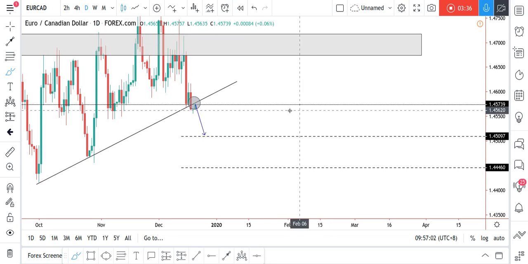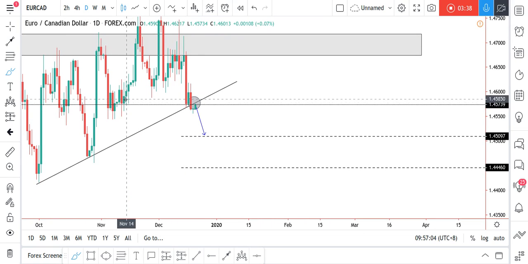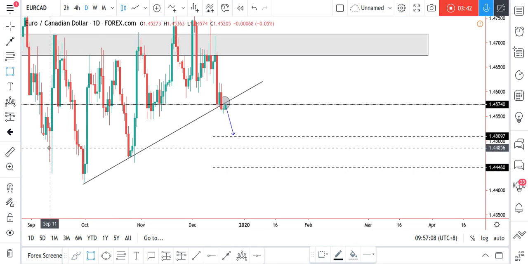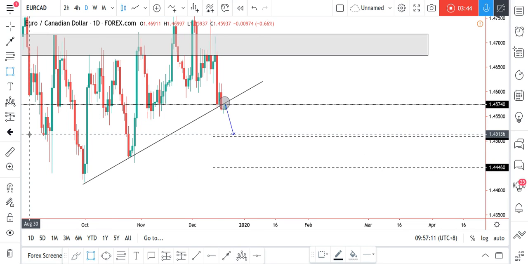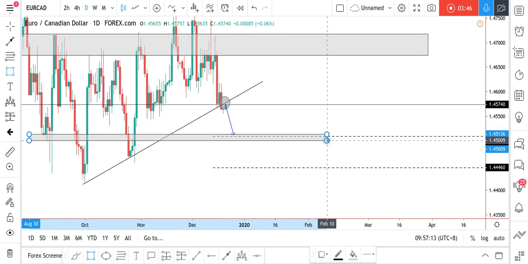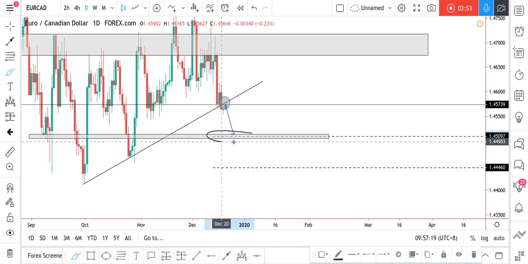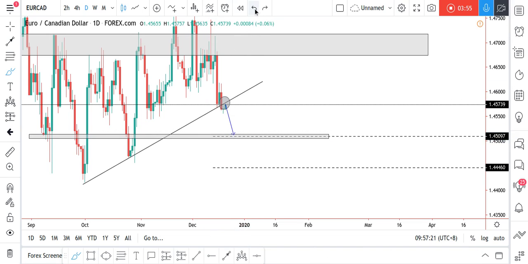We're looking for a push to the downside to this given target, and the given target is a very good one because it lines up perfectly with previous support and resistance in this area as well. So we have a very good chance that the market would want to come down and test this area again before we have any movement of this pair.